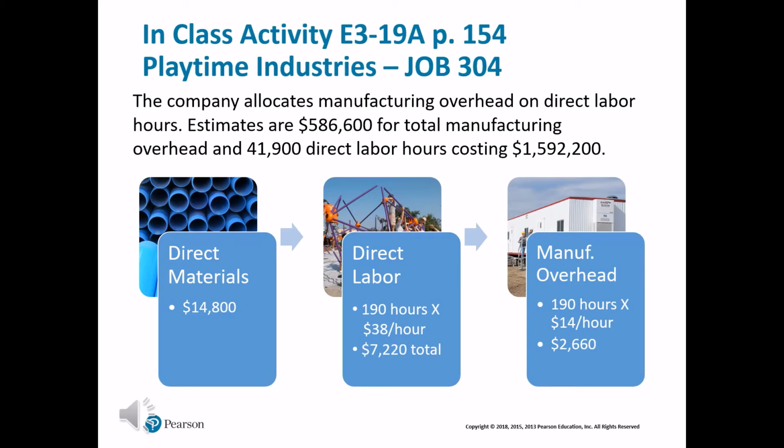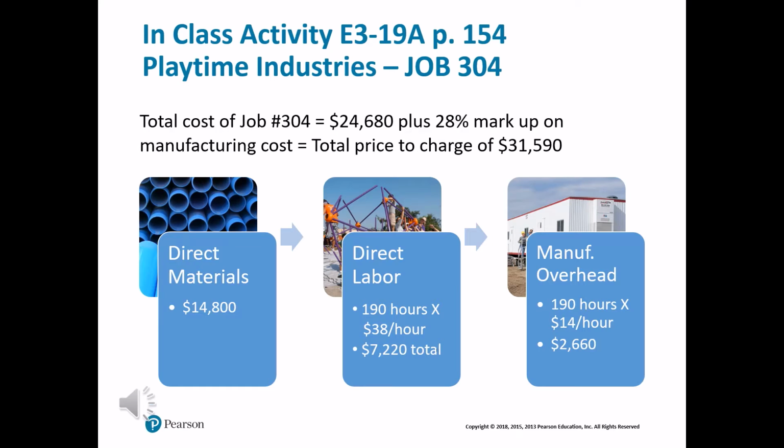A good example of a problem where we are needing to identify the cost of a job and the allocated manufacturing overhead is E3-19A, which is Playtime Industries. We worked through this in class. If we add together the direct materials, direct labor, and manufacturer's overhead, we'll get a total cost of $24,680. If we mark that up 28%, we'll get the price of $31,590. If you want to try this in MyLab, you can look up E3-19A.